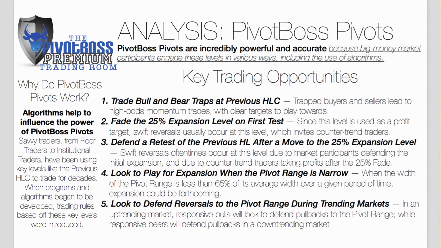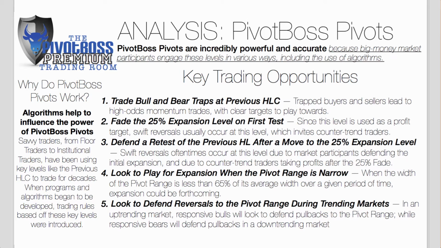Basically, PivotBoss pivots are incredibly powerful and accurate, but they are this way because big money market participants engage these levels in various ways, including the use of algorithms. That's why I believe PivotBoss pivots are so accurate, so powerful, and head and shoulders above most, because I do believe it's the programs, the algos, the institutions that all program to these levels and create these strategies that almost create a sort of self-fulfilling prophecy. Because they trade at these levels, you're going to see action at those levels.